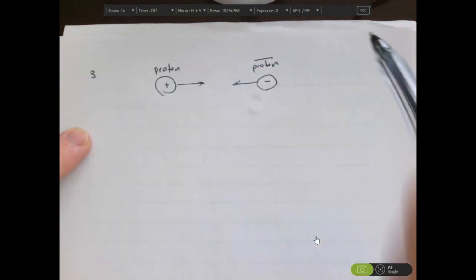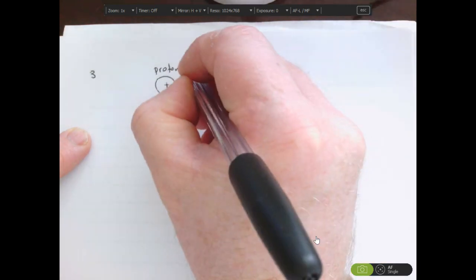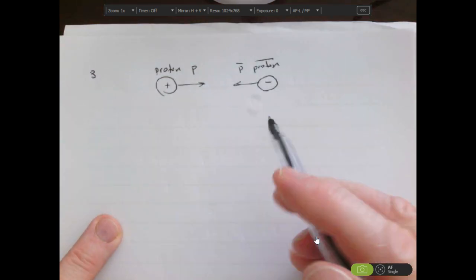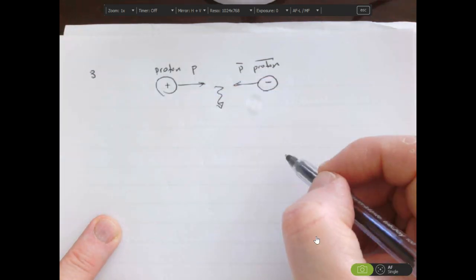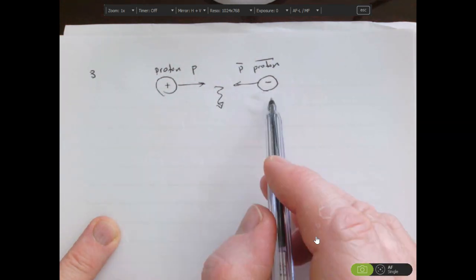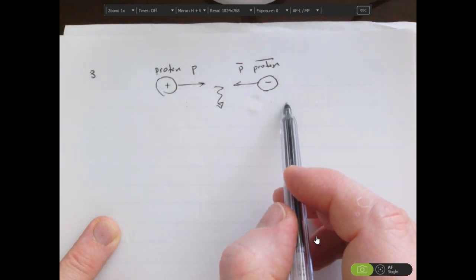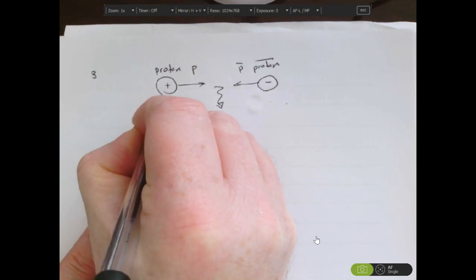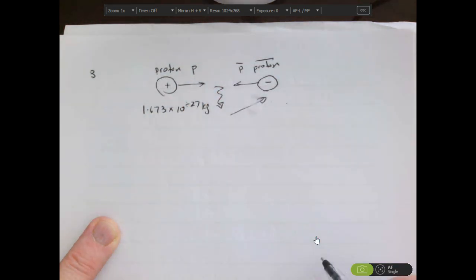We normally put a line above it to say it's the anti. So if a proton was P, this would be anti-P. Now they are coming together and they're going to annihilate each other into pure energy, at the energy equivalency. The thing we need to remember about the antiparticles is that they have opposite charge characteristics, but they have the same mass characteristics. So the mass of this proton is 1.673 by 10 to the minus 27 kilograms, and same with this one over here.